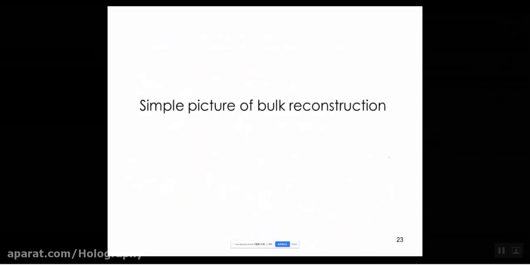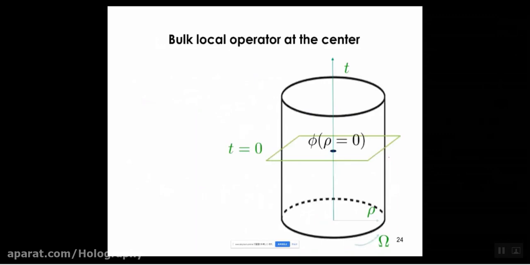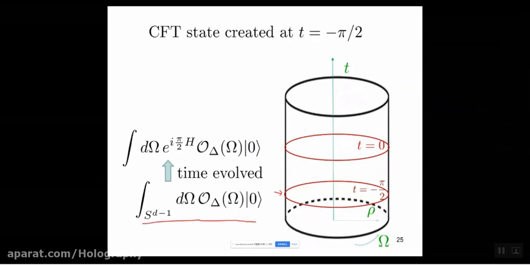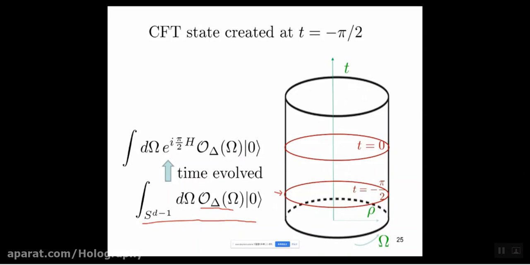Now from this we give a simple picture of bulk reconstruction. We consider the bulk local operator at the center at t equals 0. Independently, we can consider the CFT state created at t equal minus pi over 2. This is a CFT primary field integrated over the whole space, smeared over the whole space, so it's a spherically symmetric state. And of course, we can consider the time evolution of this field to t equals 0. So that is this field.